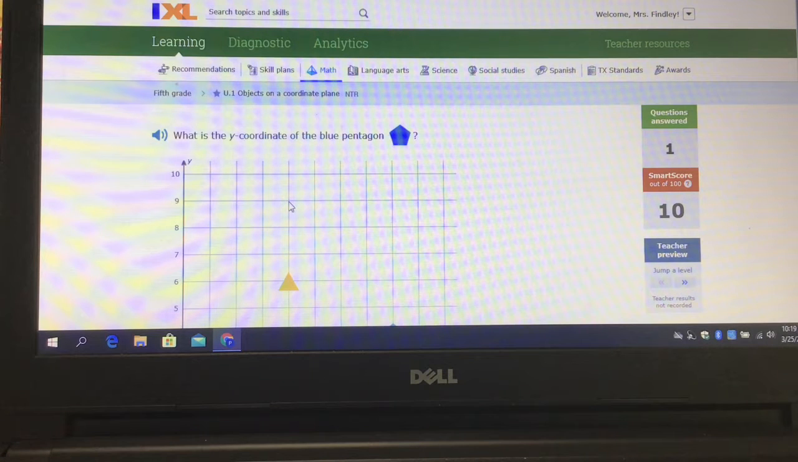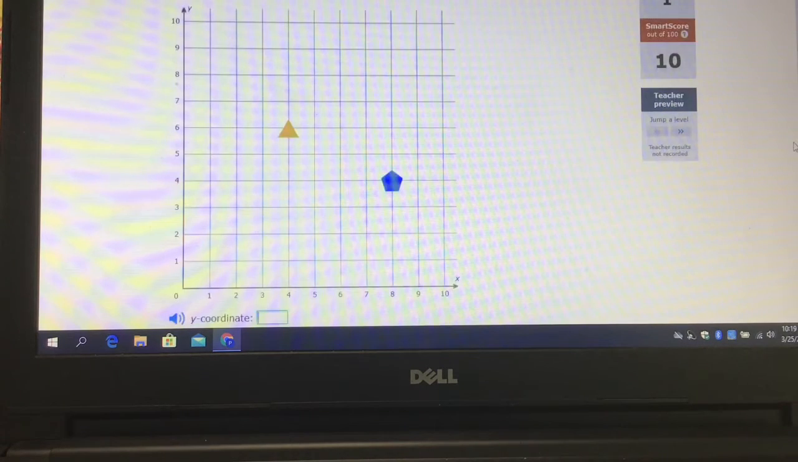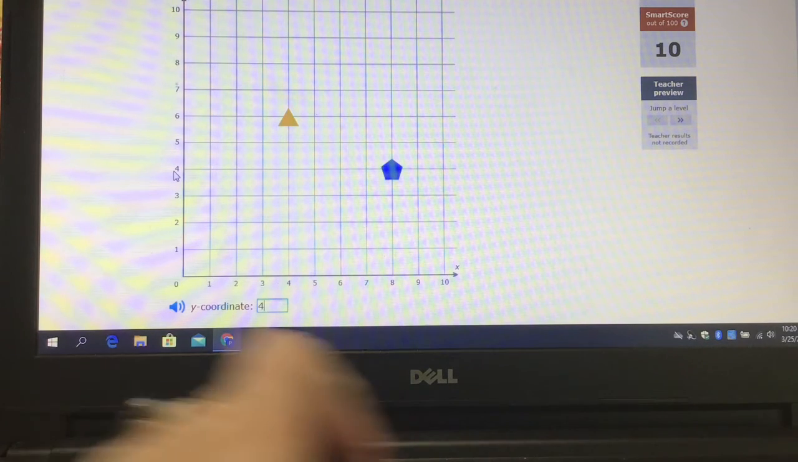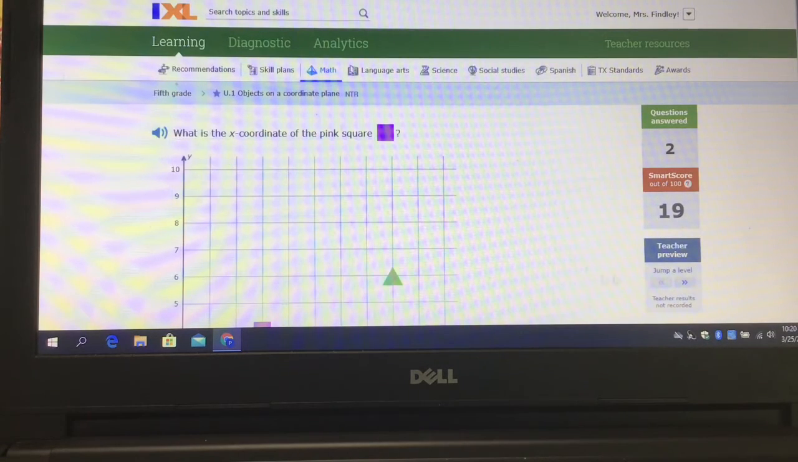Okay, so the next one wants to know the y coordinate of the blue pentagon. Okay, so here's the blue pentagon. We do not want the x this time. We want the y, which is running along the side. So the y for the blue pentagon is 4. All right, we're going to jump up a level.